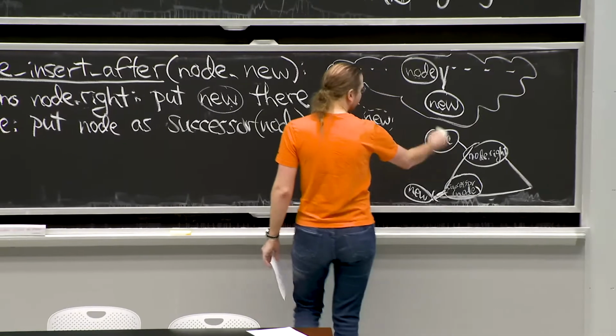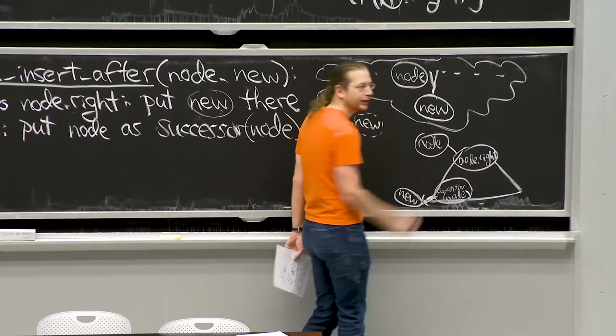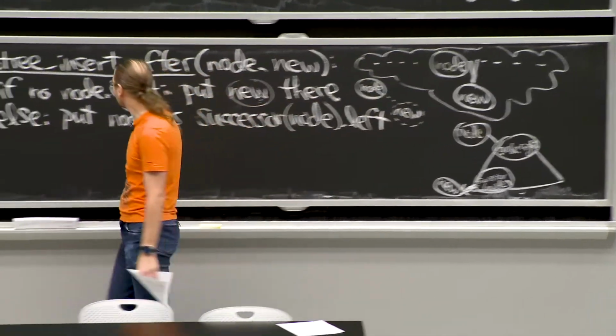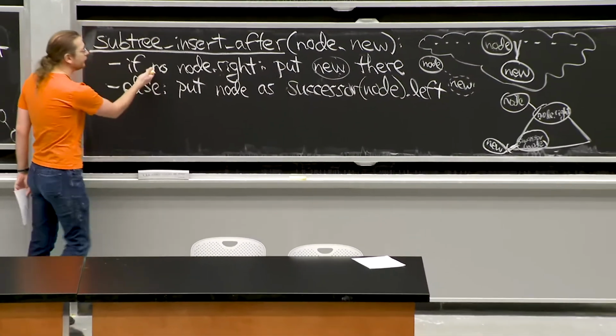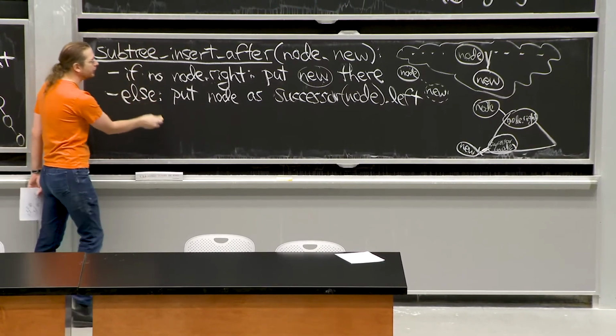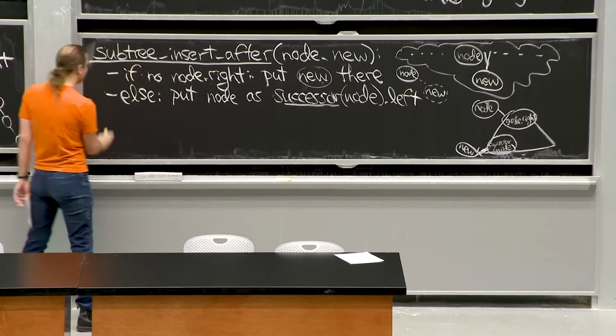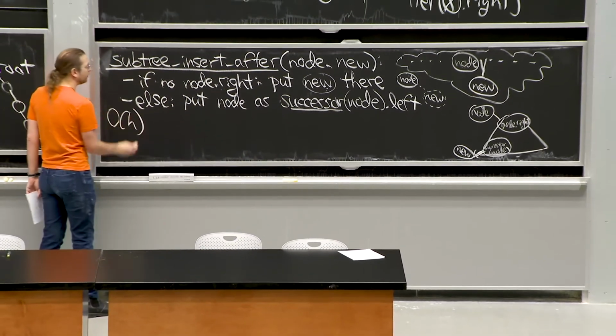Now, if you look at the traversal order, it will be node, then new, then the old successor, and then the rest of that subtree. Okay, it's kind of cool. In all cases, I mean, this was constant time. Here, we spent constant time after we called successor. Successor costs order h time, so this is order h.